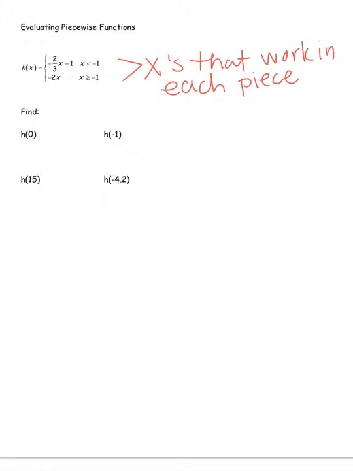Okay, so we have to start reading the equation there. So when it says find h of 0, I need to know which piece can actually have a 0 in it. So is 0 less than -1? No, it's not. 0 is greater than -1. Yes, it is. So for that problem, I'll use the bottom piece. I'll take -2 and I'll change the x in it to 0, and so my answer will be 0.